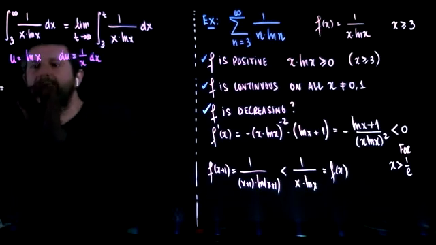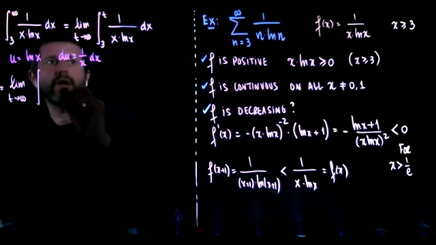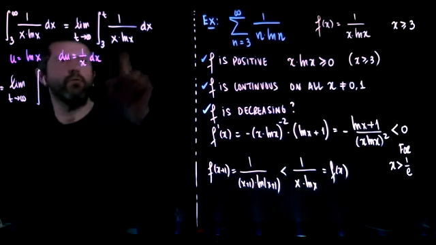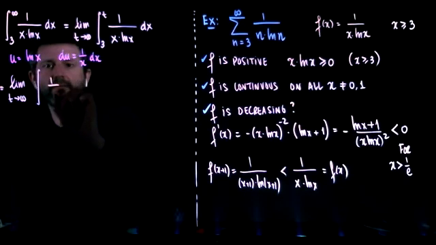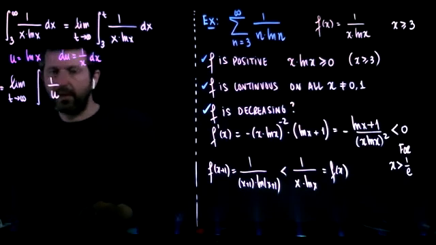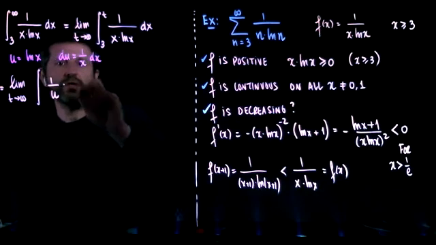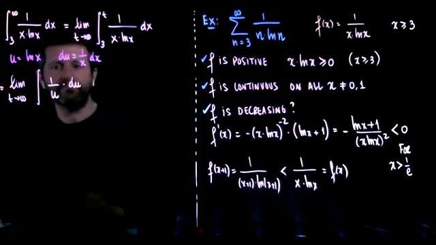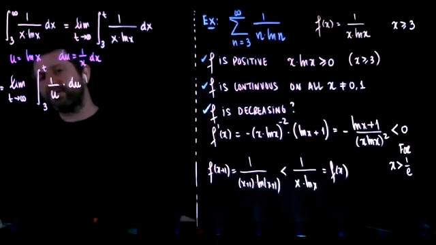And so we have limit as t approaches infinity of the integral of, so what do we have? 1 over ln x, so 1 over u, times dx over x, which is actually du, from 3 to t. Are you guys okay with this?